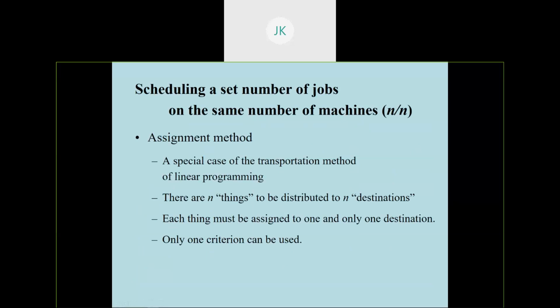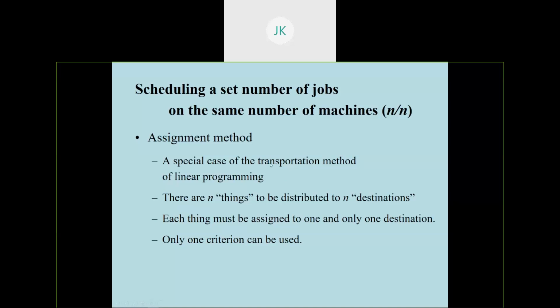Next one, scheduling a set number of jobs on the same number of machines. So same number, N to N. Using the assignment method, we can assign that same number of jobs to machines. This assignment method is one of the linear programming methods. We will talk about linear programming later. And the assignment method is similar to the transportation method.